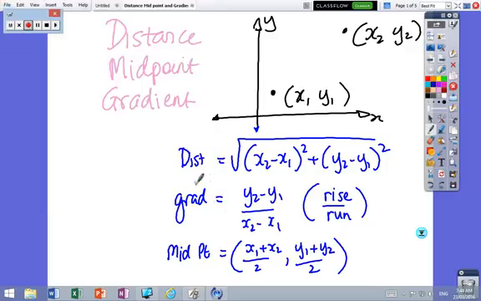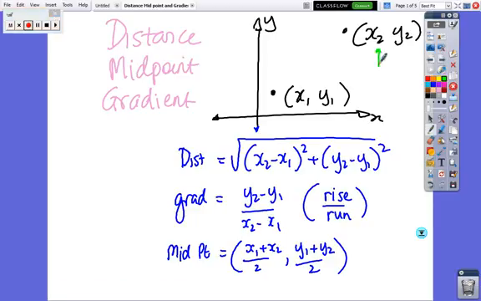Okay, so just so we've got a recording of what we did about distance, midpoint, gradient in the last class. We've got 2 points, x2, y2 and x1, y1. Just to remind you that these are called subscripts, and they just refer to the second x and the second y, the first x and the first y.